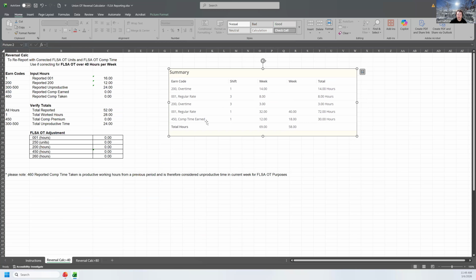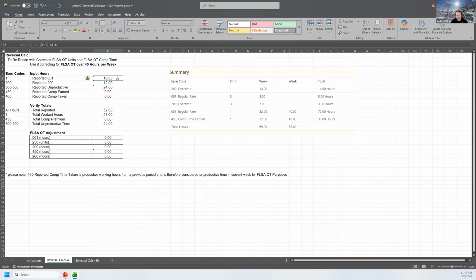Oh, we got some comp time earned. Let's see how this calculator shakes it out. Reported 001, I see plus 8 at shift 3, plus 32 at shift 1. 40 hours. That's a good sign that we'll probably have FLSA overtime. I already have worked hours at 40.